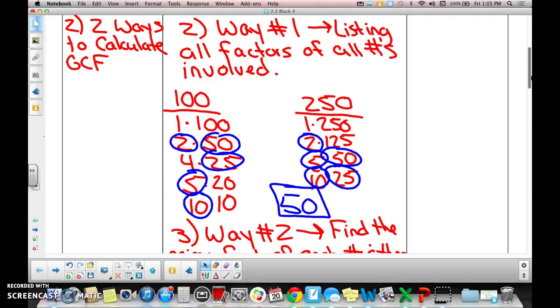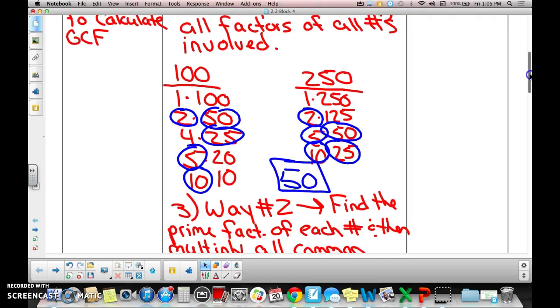No. If you take the number 100 and the number 250 and you list all the factors for 100 and all the factors for 250, and then you circle all the ones that are in common and find the biggest one, is that really fun to do? No. You guys look bored. That is not that much fun, is it? Plus, you could miss some, couldn't you? Yeah. So we said, okay, there's really another way of doing it.